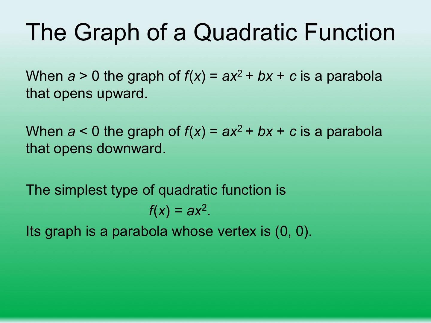Next page just says the same thing. When a is greater than 0, so meaning it's positive, our graph opens upward. When a is negative, it opens downward. And then the simplest type of quadratic function is just a times x squared, where the vertex is at 0, 0. We're going to be dealing with more than just x squared. We'll have x squared plus a number, plus another number. More things where it's not just a basic parabola. But this would be our parent function.